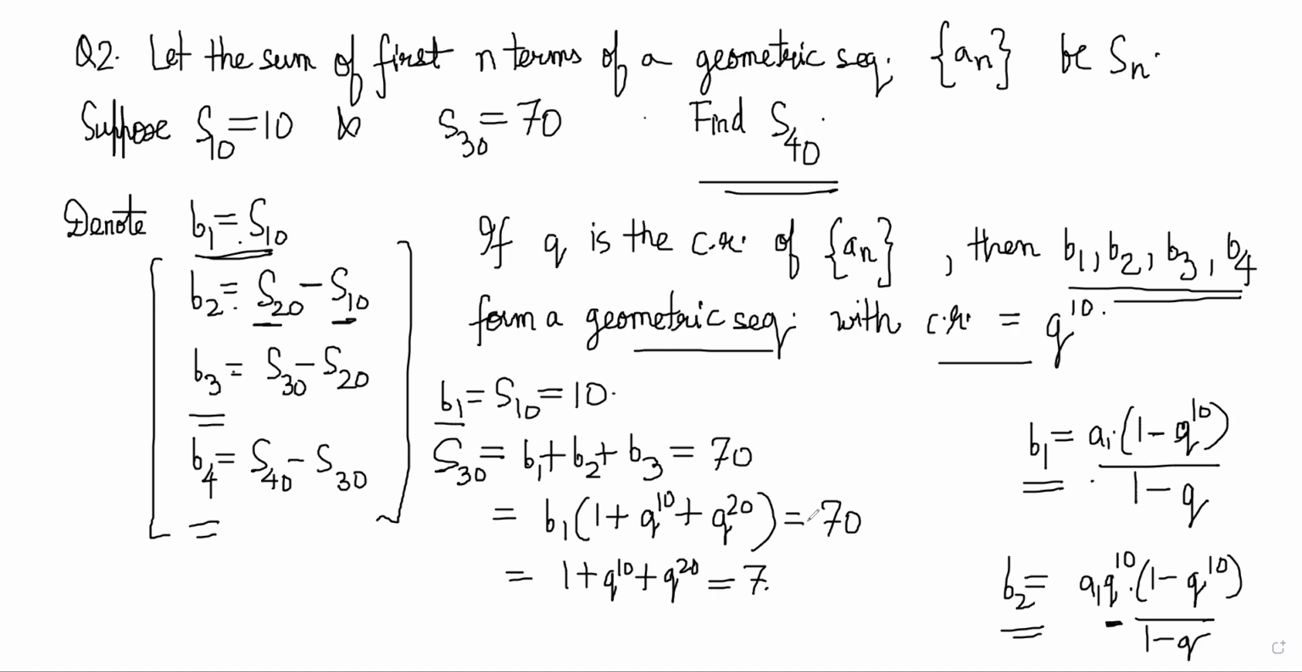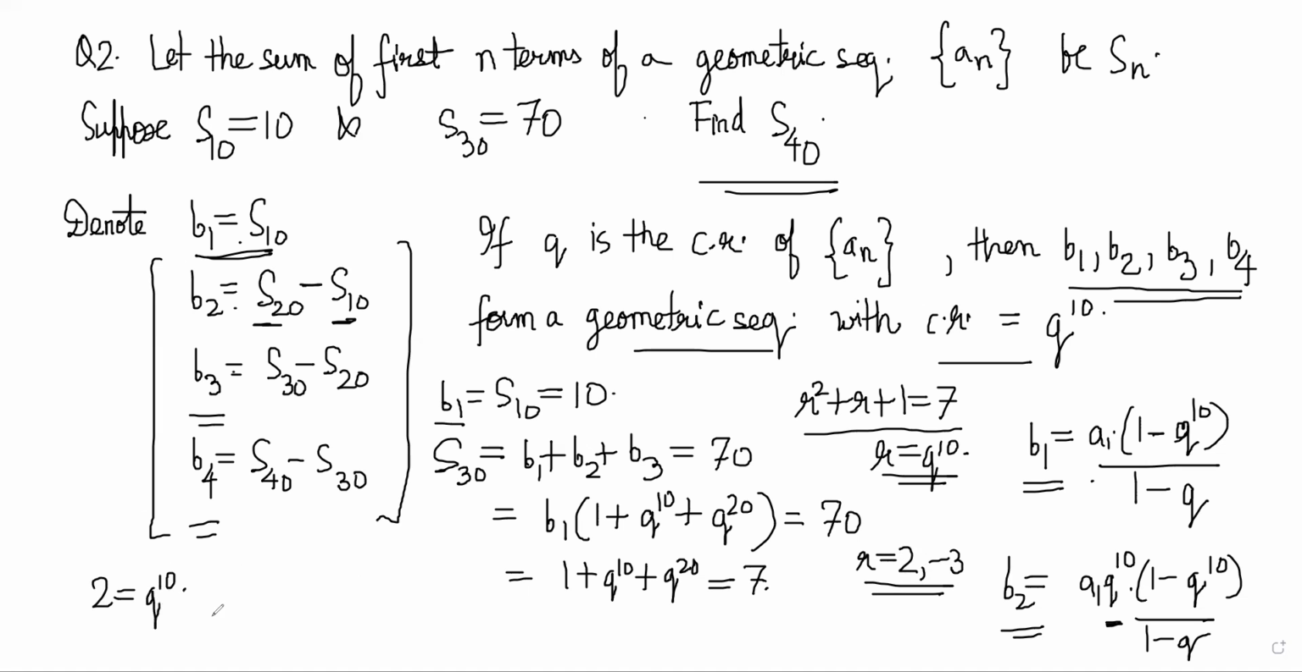So this is pretty easy. You take Q power 10 as R, so it will become R square plus R plus 1 is equal to 7, where R is equal to Q power 10 for us, right? And you will be able to solve this. This is a simple quadratic. You will get R is either 2 or minus 3, right? And since R is a power, it cannot be negative. So 2 is equal to Q power 10 we are getting.